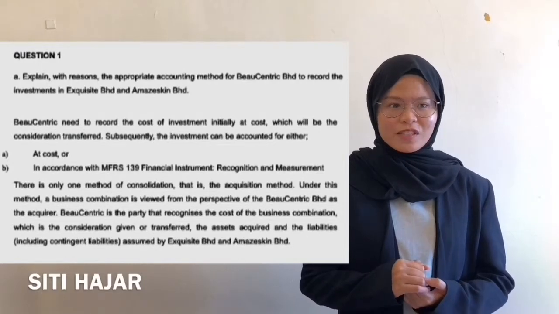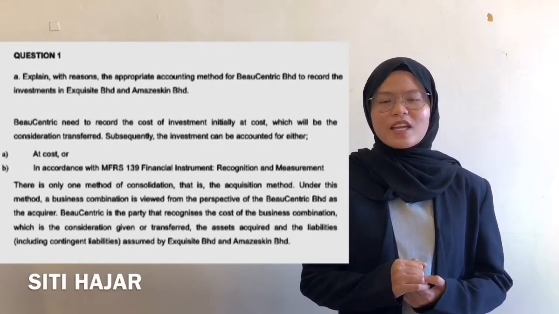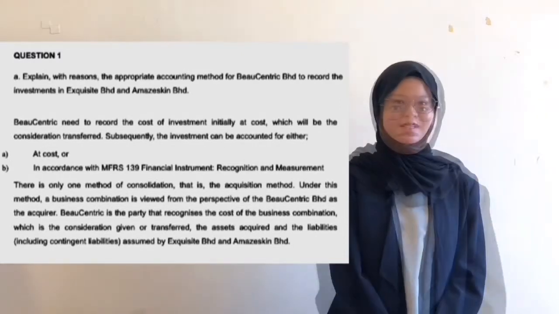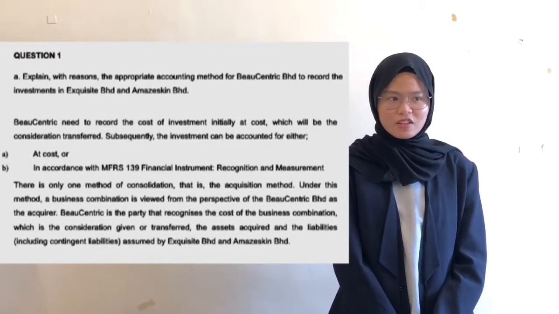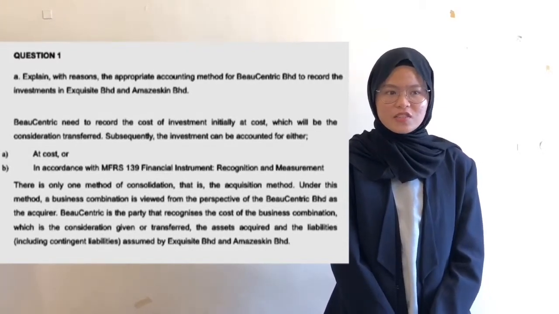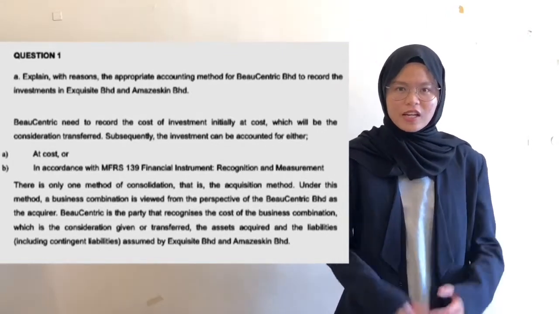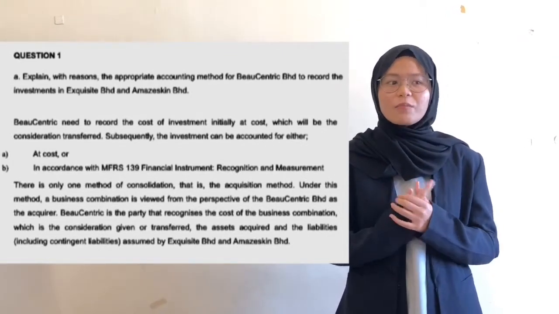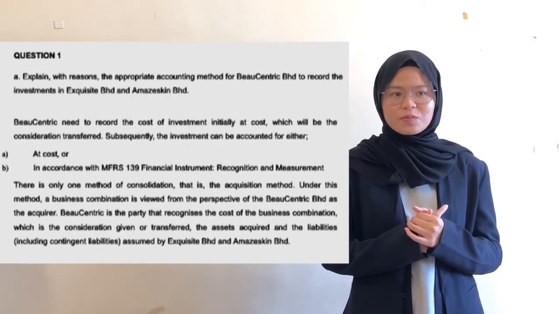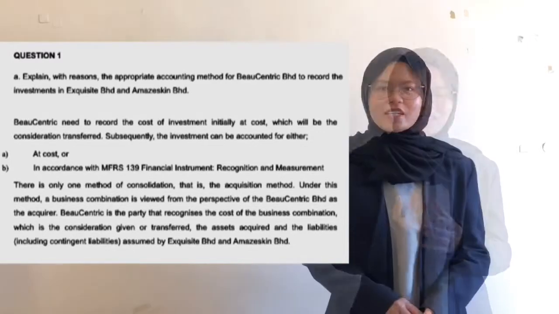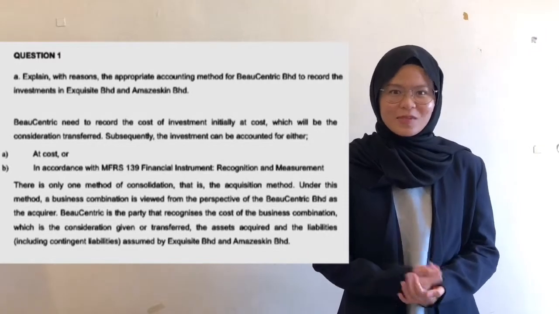What is the appropriate accounting method for View-centric Berhad to record the investment in Acquisite Berhad and Amiskin Berhad? View-centric needs to record the cost of investment initially at cost, which will be the consideration transferred. Subsequently, the investment can be accounted for either at cost, or in accordance with FRS 9 Financial Instruments: Recognition and Measurement. There is only one method of consolidation, that is the acquisition method.